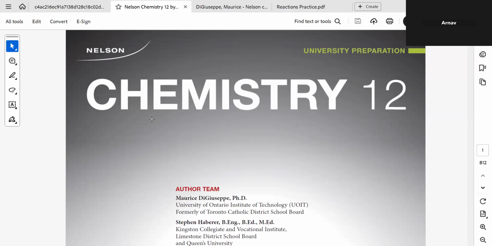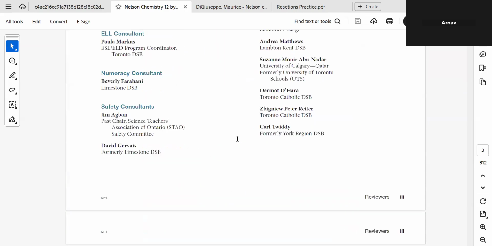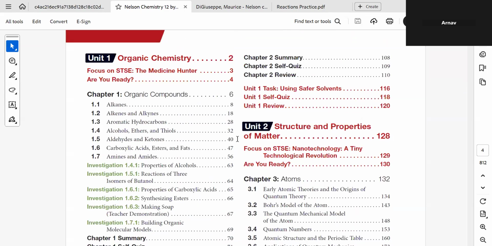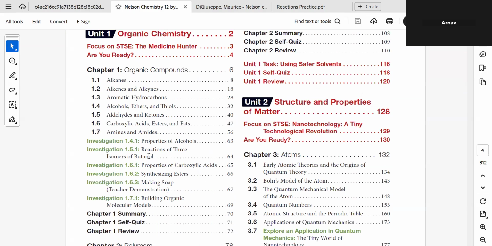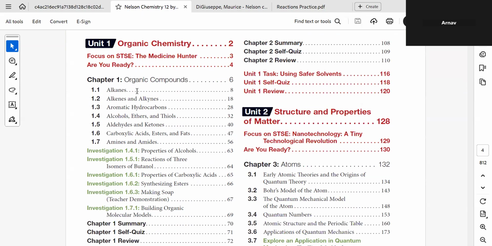So what we'll be doing in chemistry grade 12 is we have organic chemistry, right? This unit will be the lengthiest unit. Can you hear me? Yeah. Most of the time, schools don't start with this unit.